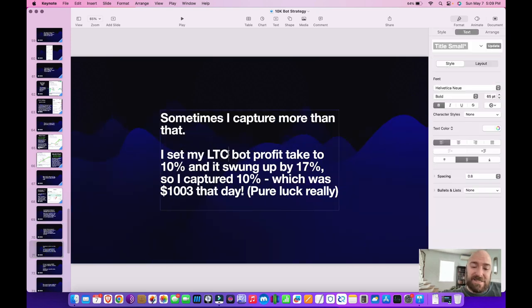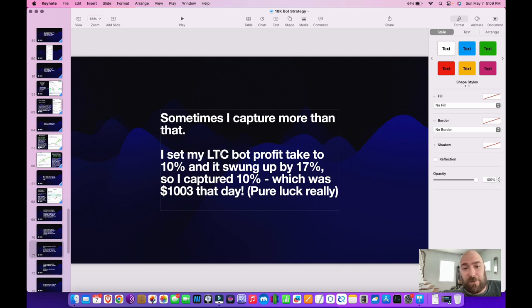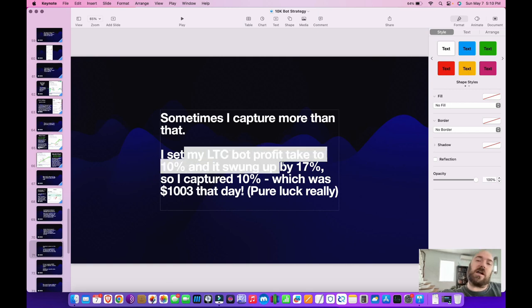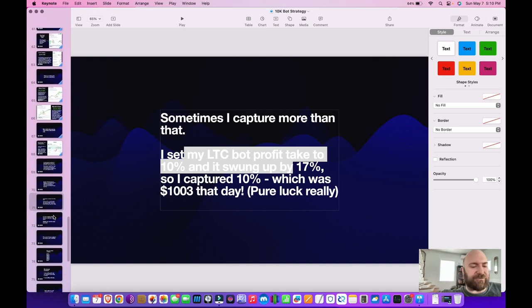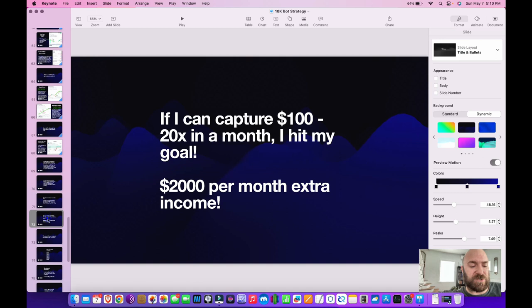I set my LTC bot to a 10% profit take. Well, not one day, one week. I just set it that way. And it actually swung up by 17%, so that when it sold, I had captured 10% of my 10K bot, and I profited $1,000 that day. That was super sweet, but it was kind of a fluke and definitely luck. I didn't know that was going to happen to Litecoin. If you do have advanced information, sometimes setting a wider spread, you'll be very happy with the results.